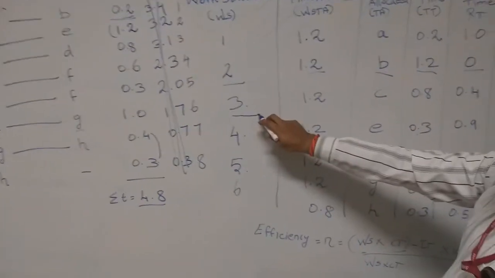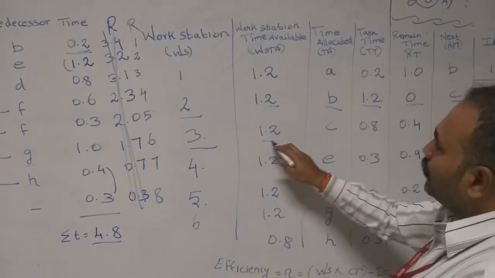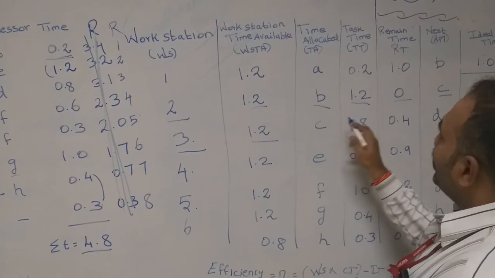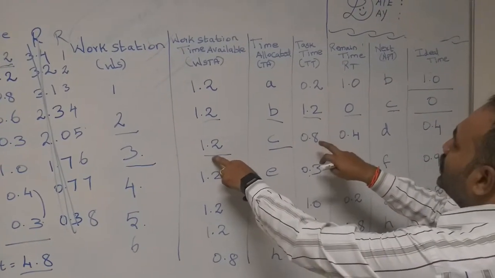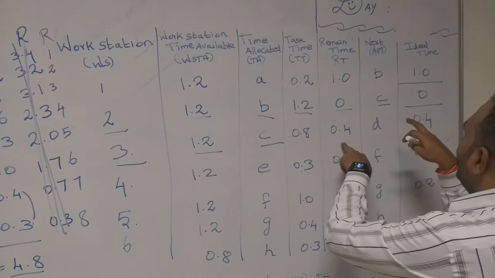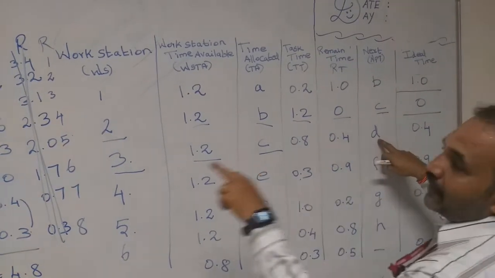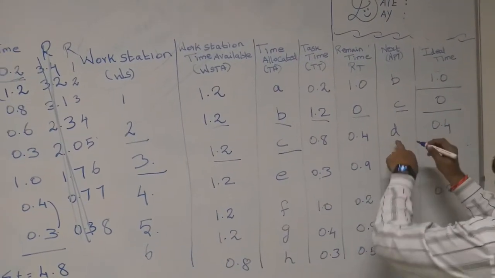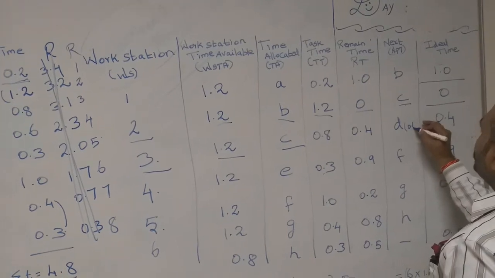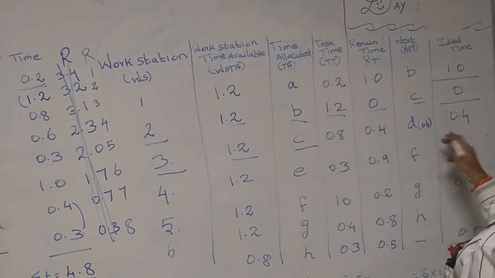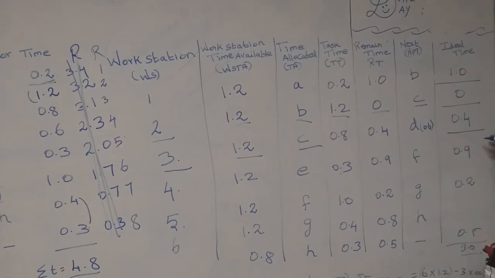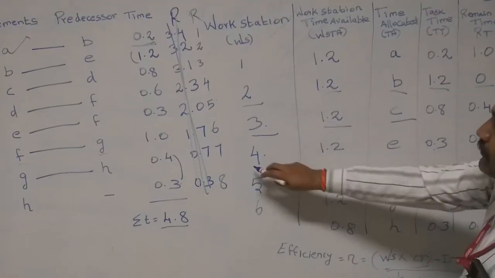Next we are going to start the third workstation. The value is 1.2 and the next rank is C, and C is 0.8. So 1.2 minus 0.8 is 0.4, and the next value is D. The D value we have is 0.6. 0.6 is greater than 0.4, so we cannot subtract it, so we are concluding this at 0.4.